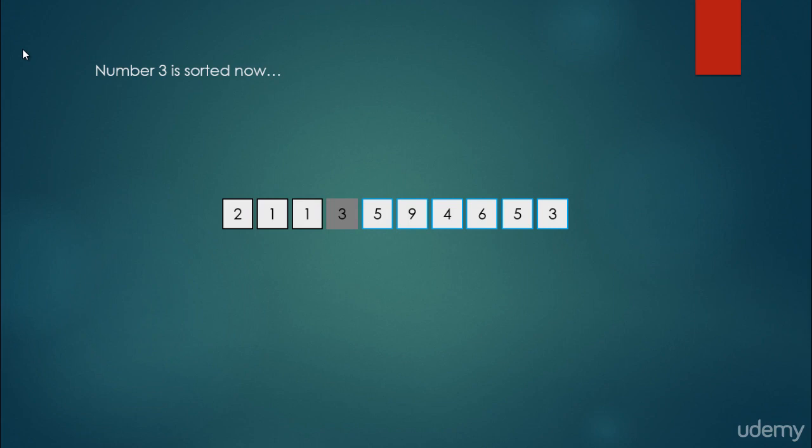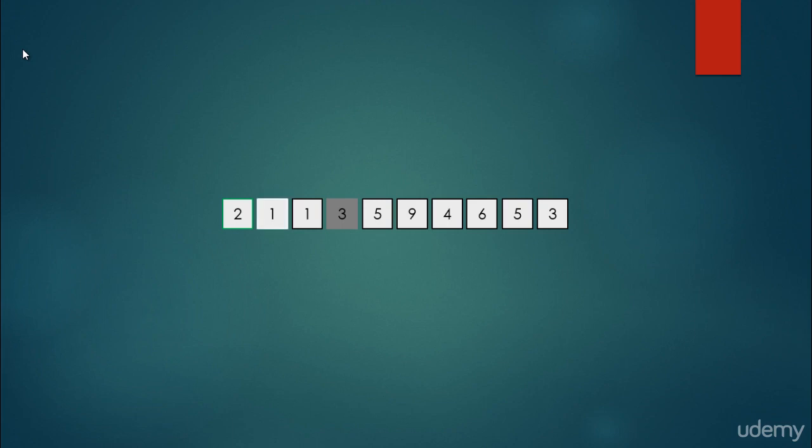And we have two subarrays, 2, 1, 1 and 5, 9, 4, 6, 5, 3. We call our algorithm recursively on these two subarrays. It's a very powerful sorting algorithm. So we start again with 2. 2 is the leftmost element, so it's going to be the pivot. As I said earlier, a better solution would be to pick a pivot at random, for example 1, or the rightmost element. It can be the pivot 2.